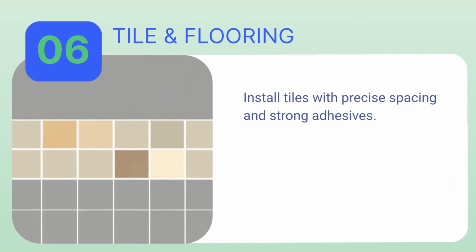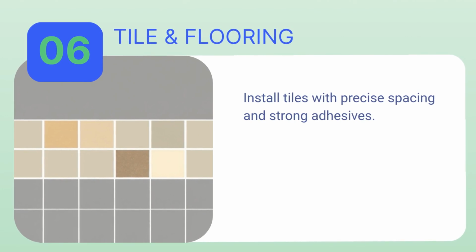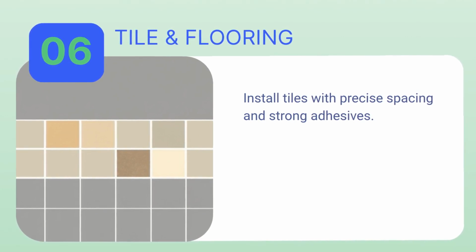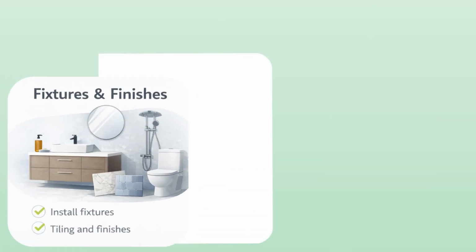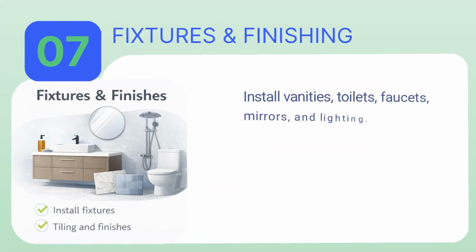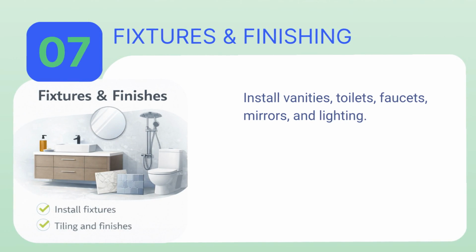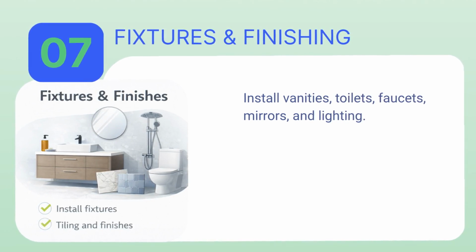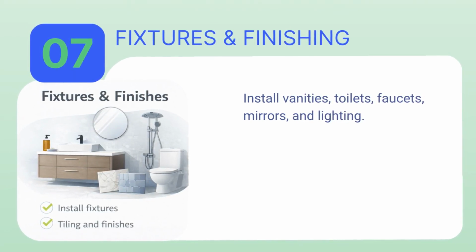Tile and flooring are installed with precise spacing and proper adhesives. Quality installation is essential for durability and appearance. Fixtures and finishes are installed, including vanities, toilets, faucets, mirrors, and lighting. This stage brings the bathroom together.